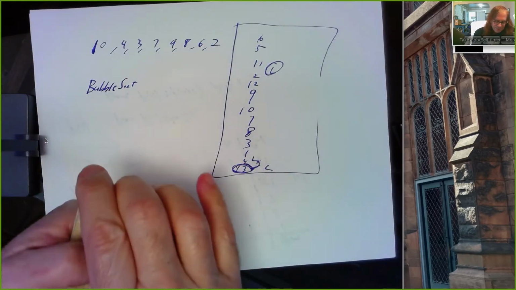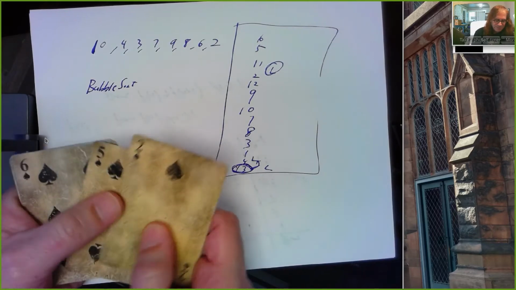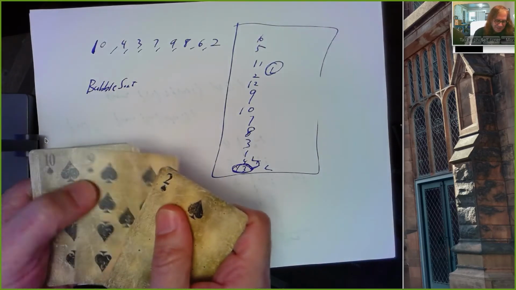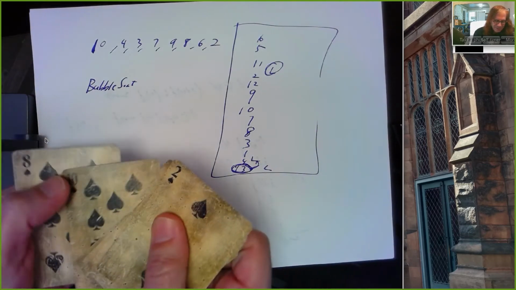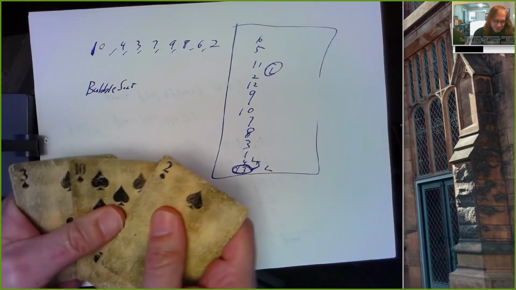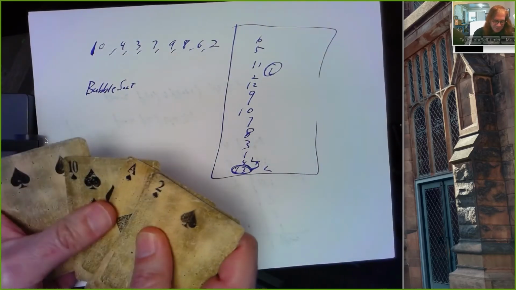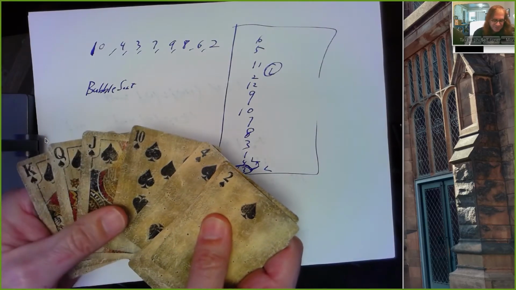Let me do one more pass. 5 and 2, those are in the wrong order, so we'll swap them. 5 and 6, that's fine. 6 and 9, that's fine. 9 and 10 is fine. 10 and 7, wrong order. 10 and 8, wrong order. 10 and 3, wrong order. 10 and 1, wrong order. 10 and 4, wrong order. 10 and 11, fine. 11, 12, 12, 13, fine.